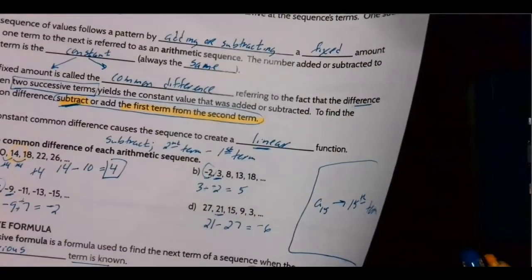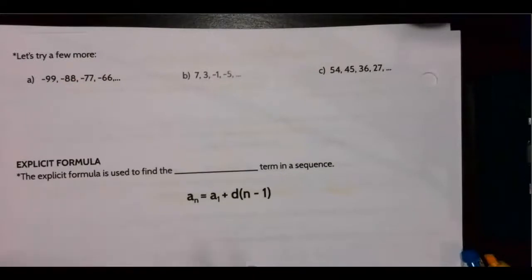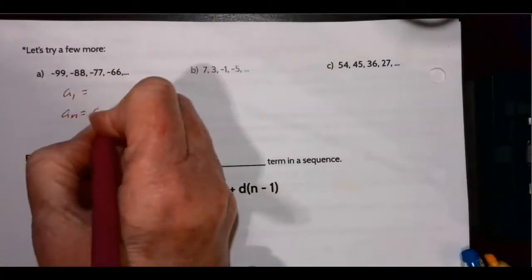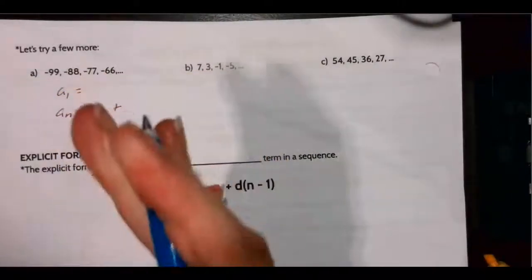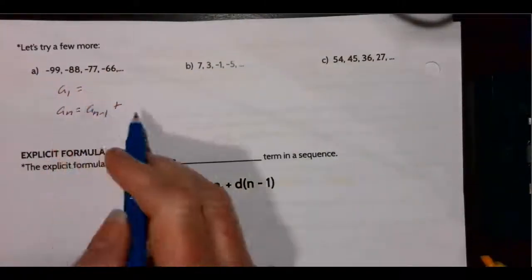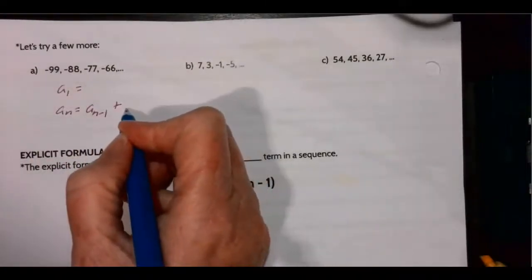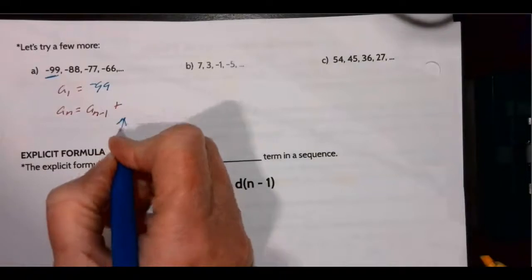Let's look on the back page. So let's try a few more. At any point, if you want to pause and try it on your own, feel free to do that. So we want to find a sub 1, and a sub n equals a sub n minus 1 plus d. Again, you don't need to put boxes around them, but I want you to realize those are the two things you have to find. So a sub 1 is given, negative 99. So we have to find d.